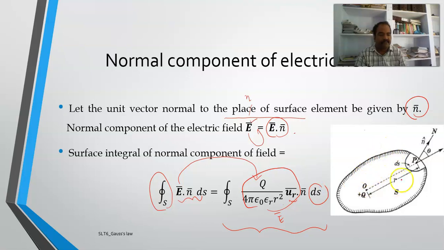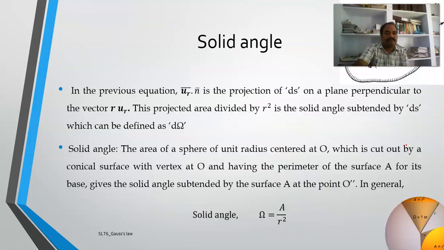Now this is my surface area. I am considering only this particular surface area, and I will be integrating over this entire surface area. So my plane consists of my point of consideration and also my charge. Now I am going to take a normal vector which is perpendicular to these two. It will be in this format.